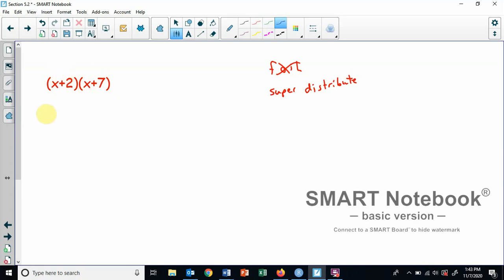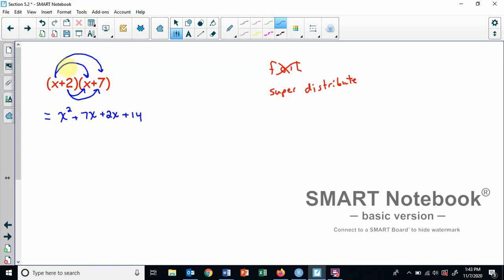So here's how I do this super distribute. I take the first term of the first polynomial and I distribute it. X times x. Exponent rule tells me that is x squared, because remember that's an exponent of 1, exponent of 1. X times 7, that is a positive 7x. Okay, so the x has been distributed to everybody over here. Now for the 2, and I do usually show that one underneath. 2 times x is positive 2x, and 2 times 7 is positive 14.